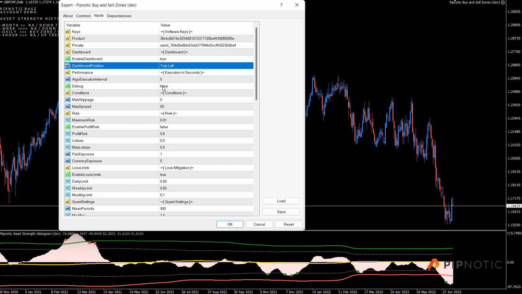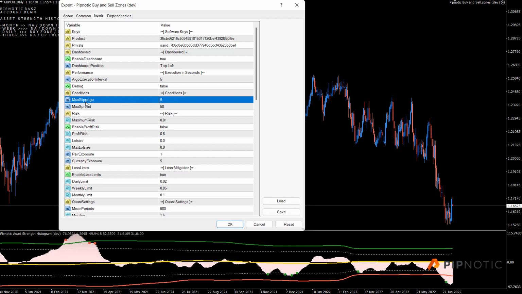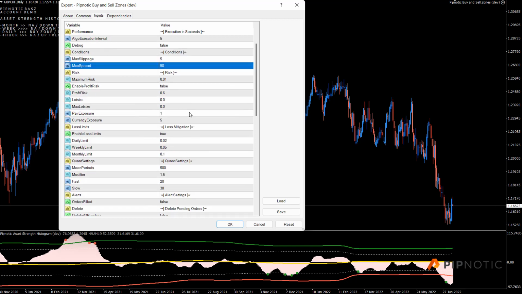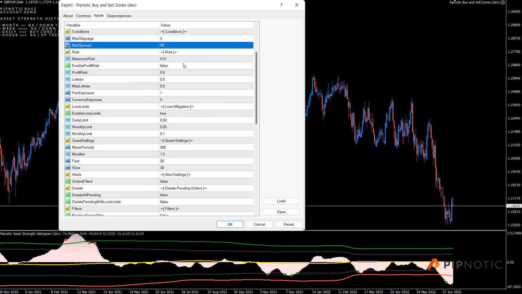We have a debug flag. If you enable this, it shows some extra error messages in the experts tab below here at the bottom of the chart. Then we have the conditions. This is max slippage, max spread. 5, that's really high. You might want to set that to a different value if you should feel so inclined.